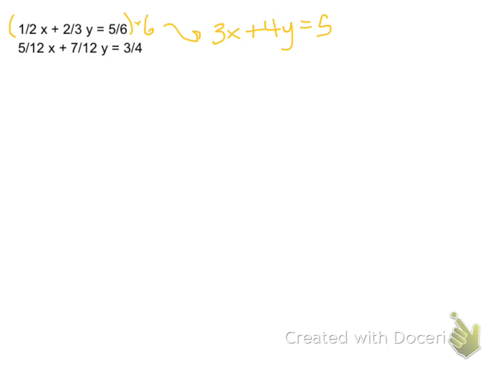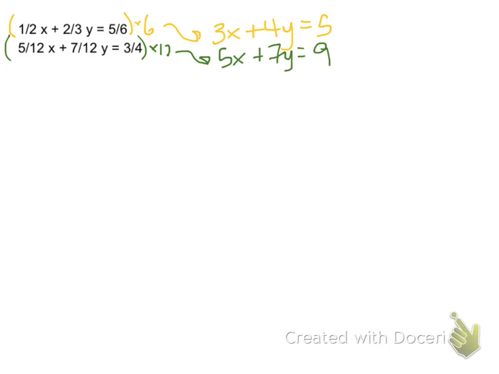So again, the denominators in my second equation are 12, 12, and 4, so the least common denominator would be 12. If we multiply everything by 12, again, we get rid of those denominators, and now we have a very reasonable problem to deal with.